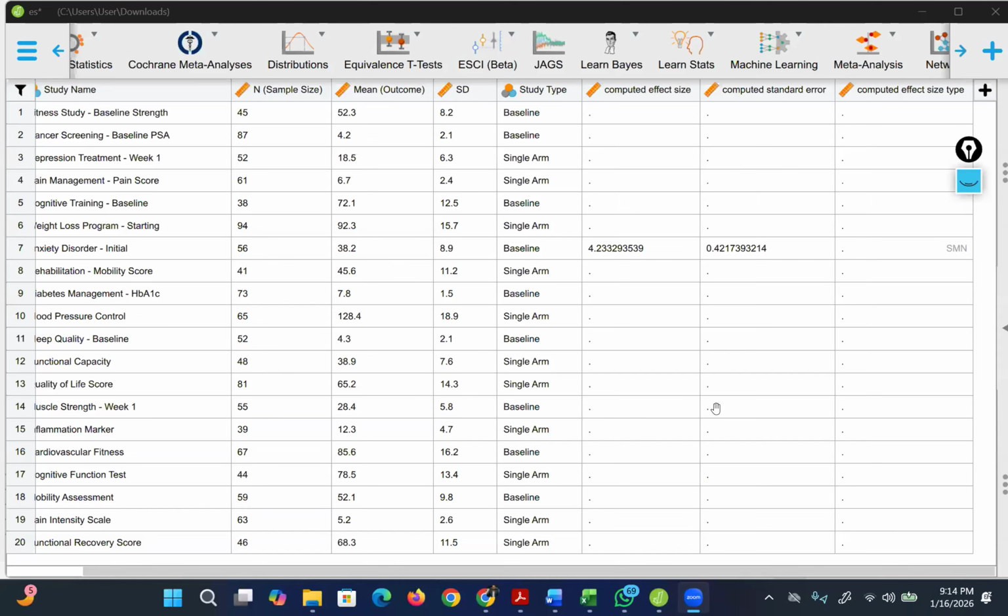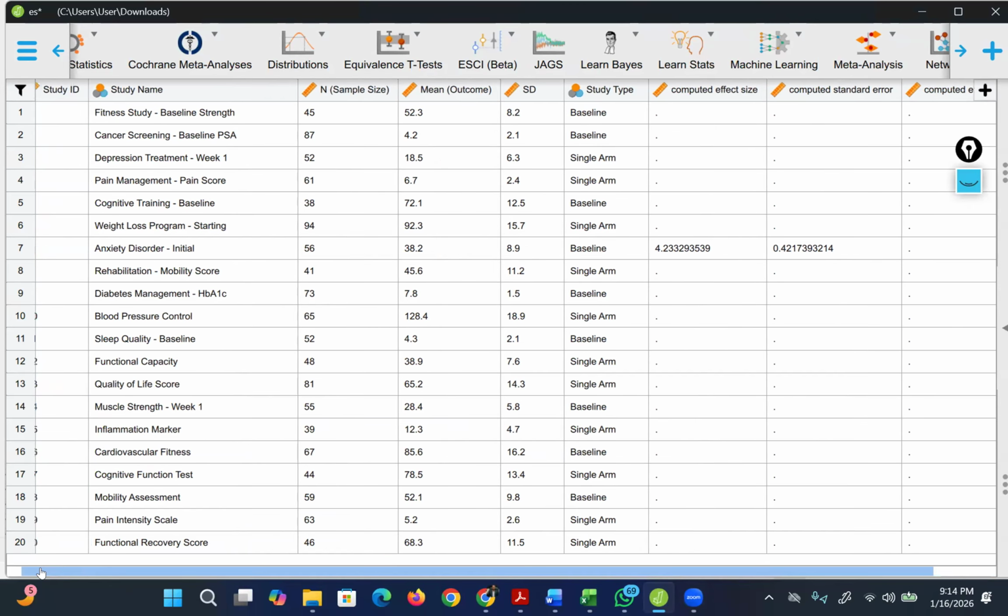Can you see my screen, the learners? Yes, sir. So you see the computed effect size, computed standard error, computed effect size type. There will be columns like this. And you see anxiety disorder. Our first effect size is anxiety disorder. Look at it. The effect size is calculated, correct?